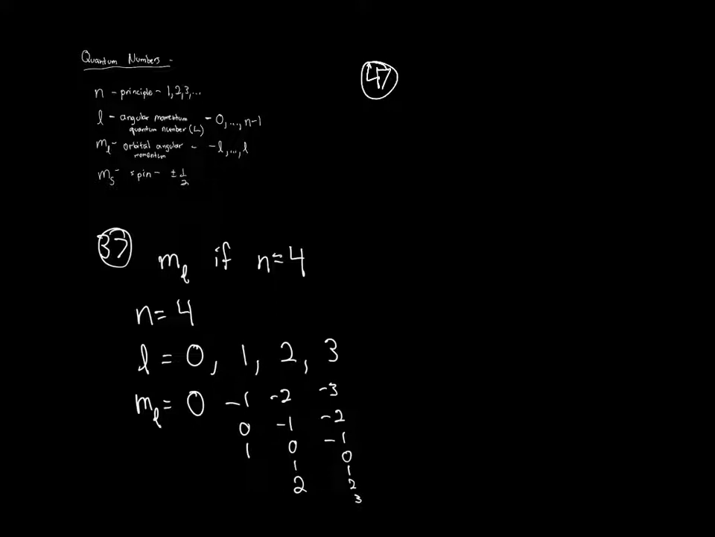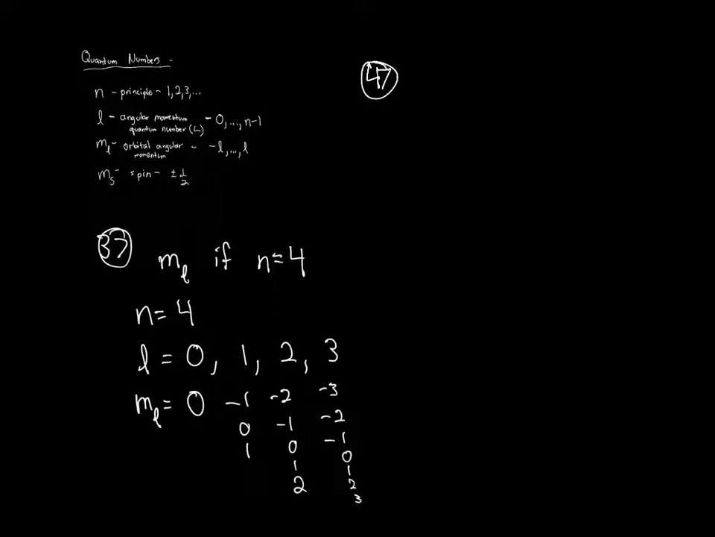So number 47, this is more the type of question that you would see on something like an exam. List all possible sets of quantum numbers for the n equals 3 shell and determine the number of electrons that can be in the shell and each of its subshells. And then show that the number of electrons in the shell equals 2n squared and that the number in each subshell is 2 times 2l plus 1.